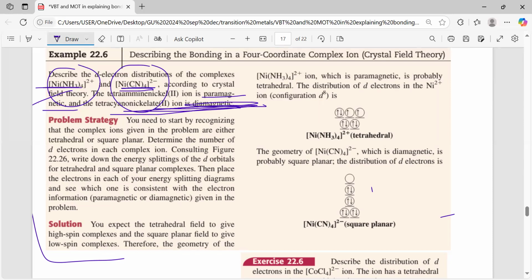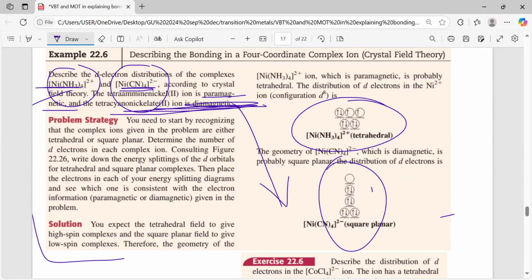So now we have to see which one is likely to give us non-pairing, which is paramagnetic, and which one is likely to give us pairing up. Pairing up means diamagnetic. So which one is likely to give us pairing? It should be this type of splitting, whereas this type of splitting is not likely to give us pairing because there's some space.